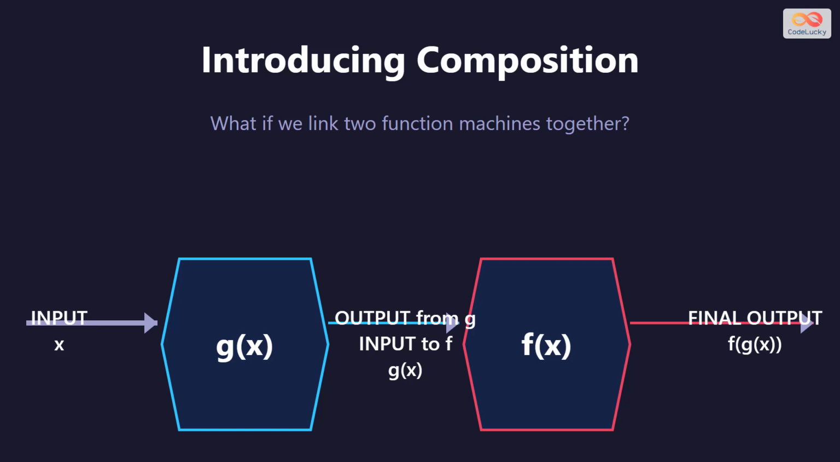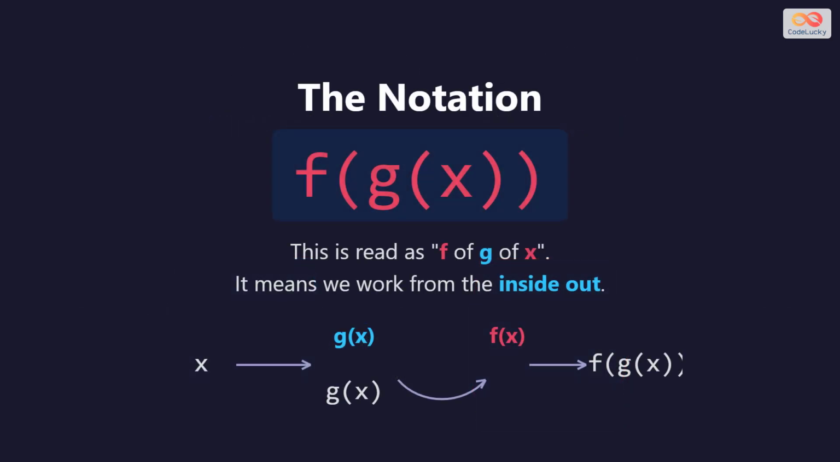Now, what happens if we connect two of these machines? The output from the first machine, g of x, becomes the input for the second machine, f of x. This entire process, from the very first input to the very final output, is called function composition. We write this as f of g of x.